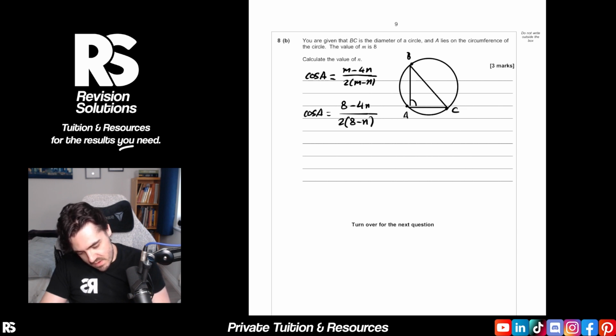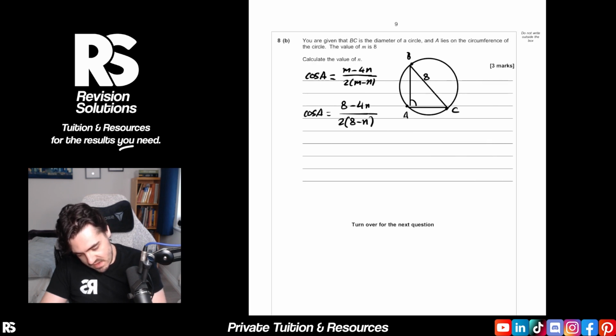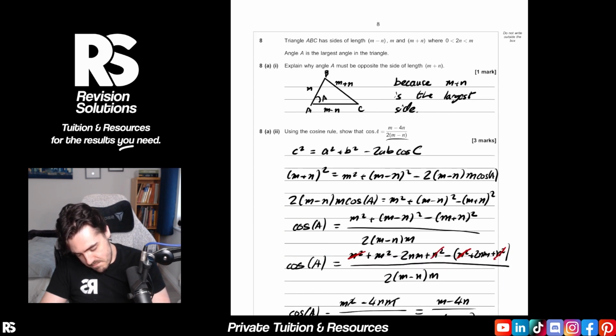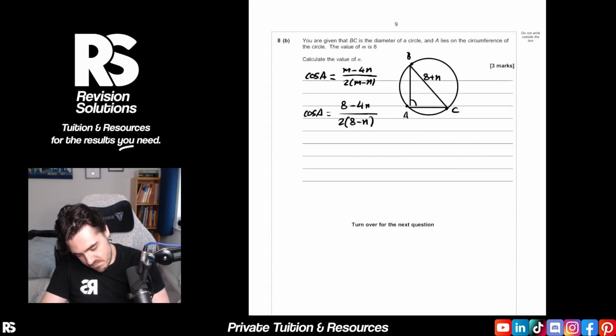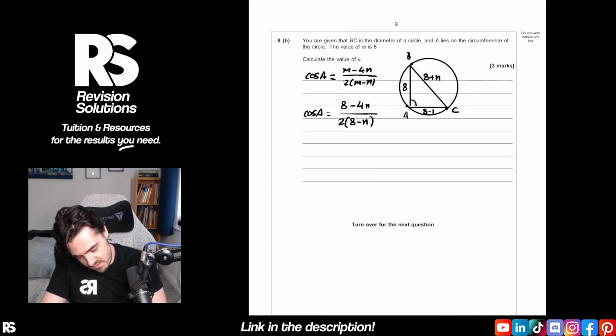And then let's include our sides on the diagram. So one side was the side opposite angle A. We knew that was m plus n, so that would be 8 plus n then. The other sides were m minus n and just m. So this side would just be 8, and this side, it was m minus n, wasn't it? Yes, m minus n, so 8 minus n.